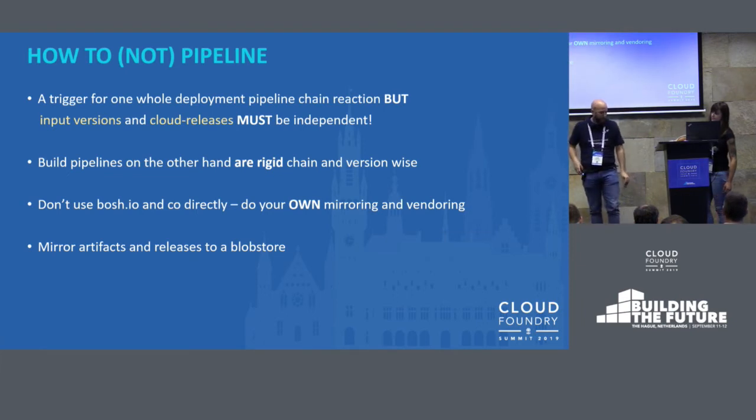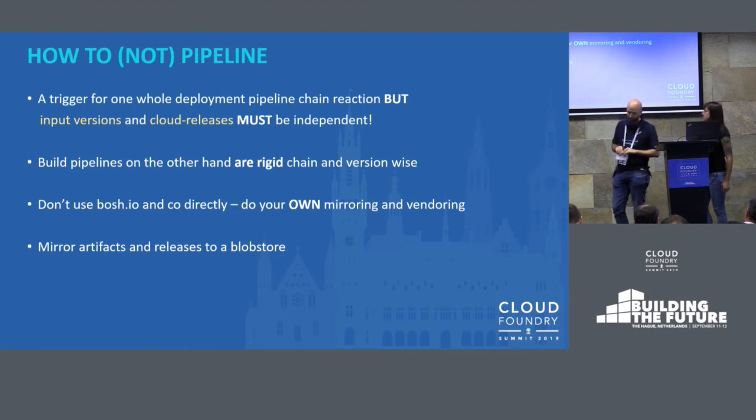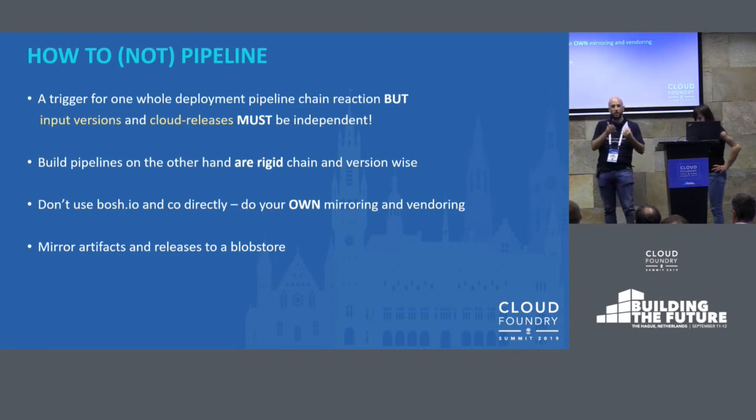A few things about pipelines, how to pipeline or how to not pipeline. One thing we've learned is that it's a good practice, when you have a long pipeline chain of deployments, to have a trigger resource for it. You need some way to trigger this pipeline chain. And what we've learned is that it's very useful to have a Git repository whose only purpose is to trigger this pipeline.